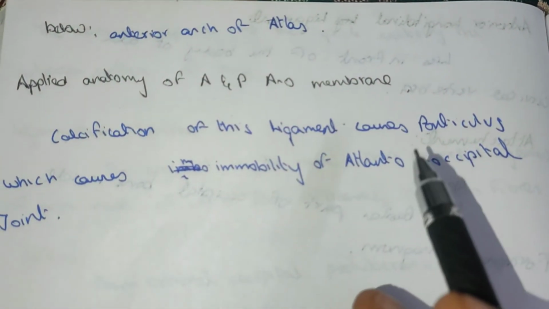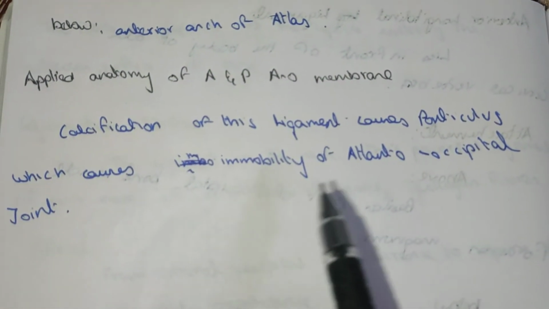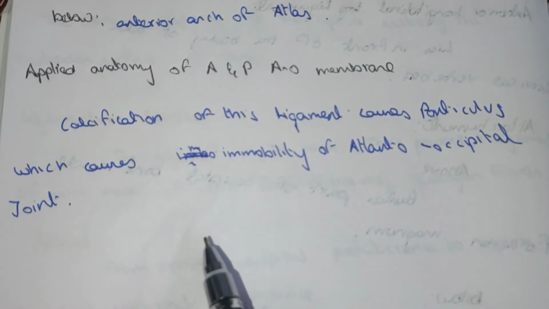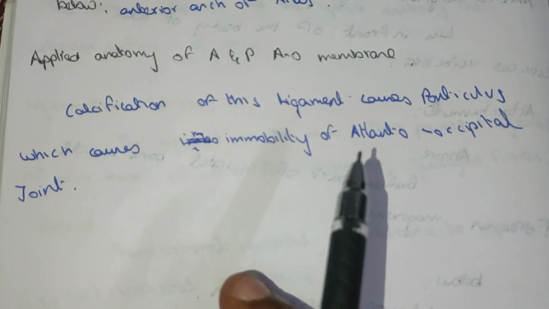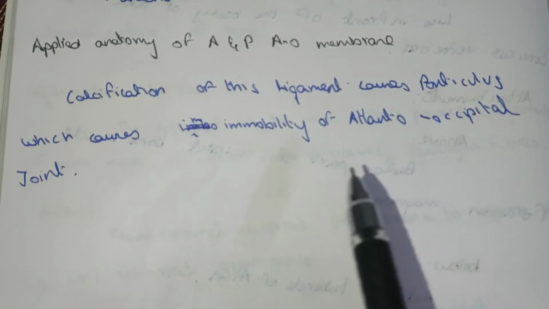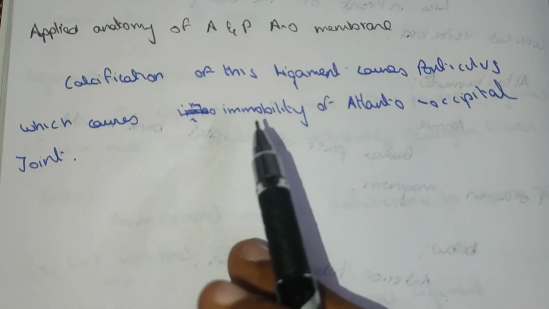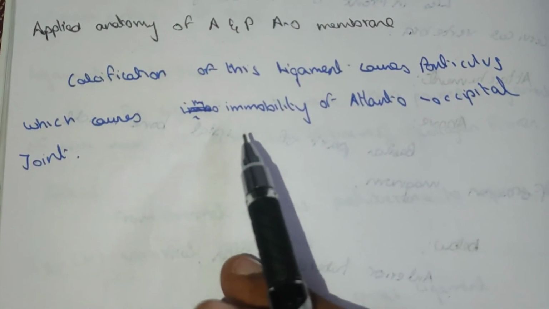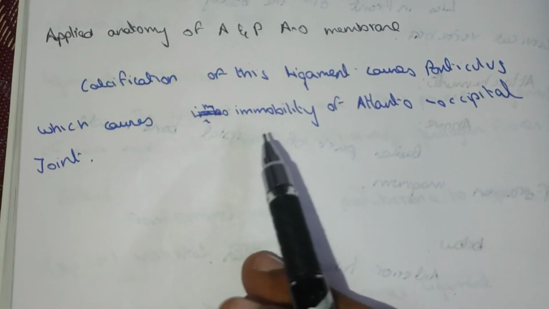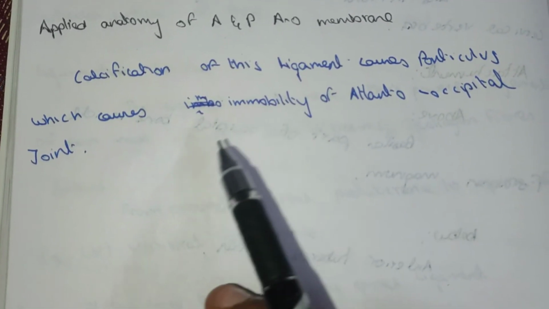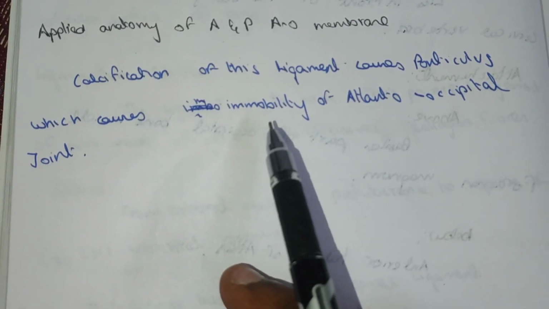Calcification of the ligament causes ponticulus, which causes immobility of the Atlanto-occipital joint. This is the applied aspect of the Atlanto-occipital joint: when there is calcification of the ligaments present in it, you see that the five ligaments are present. Any calcification seen in the ligaments results in immobility of the Atlanto-occipital joint. It is known as ponticulus.